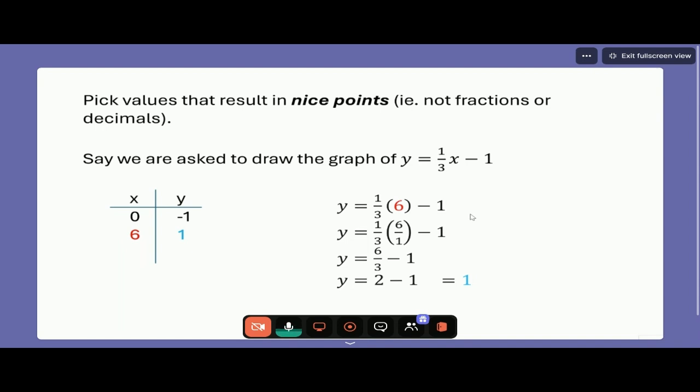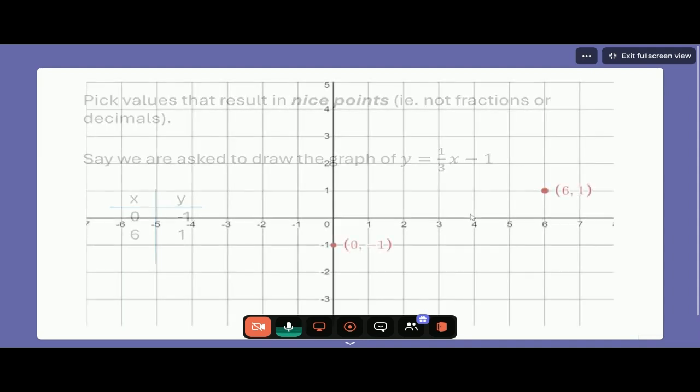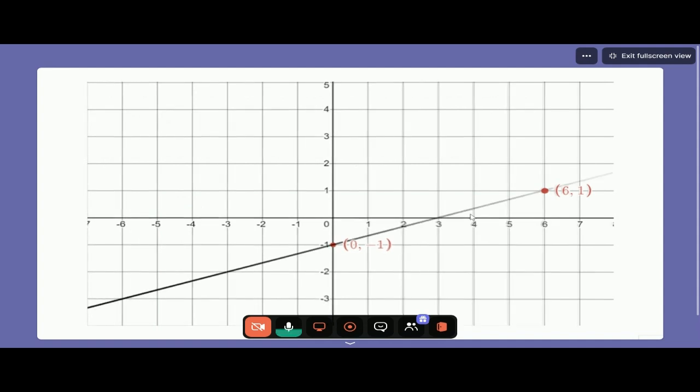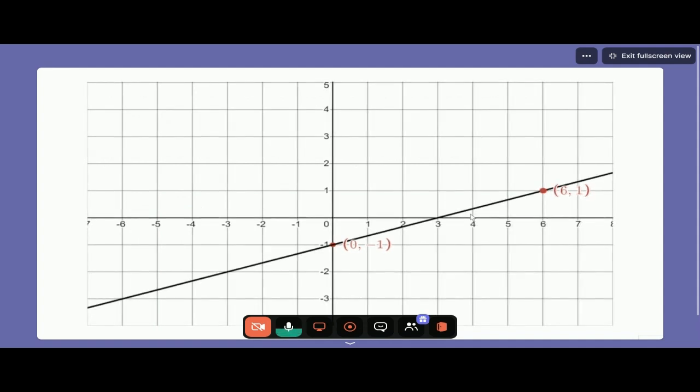All right, so let's take a look here. There's our 2 points, 0, negative 1, and 6, 1, that make the equation true. Put them on the graph, 0, negative 1, and 6, 1. Draw a line through, and there you have the picture that is the answer to that equation. It shows all xy pairs that make the equation true.